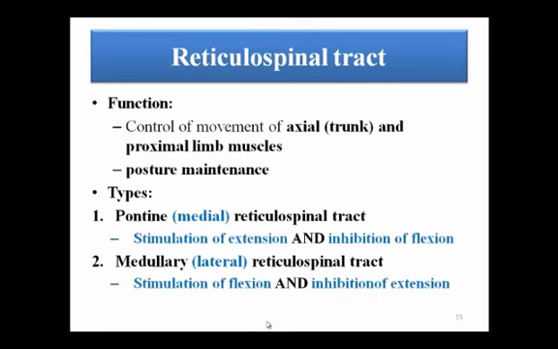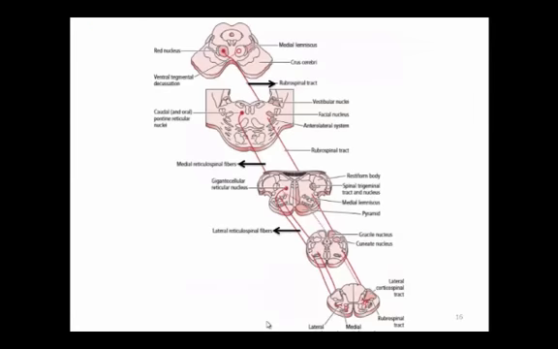The third one is called the reticulospinal tract, and it is responsible for control of movement of axial and proximal limb muscles, and also for posture maintenance. We have two types of this tract, pontine and medullary. Pontine is responsible for stimulation of extension and inhibition of flexion, while medullary is responsible for stimulation of flexion and inhibition of extension. And here we have the pathway of rubrospinal and reticulospinal.